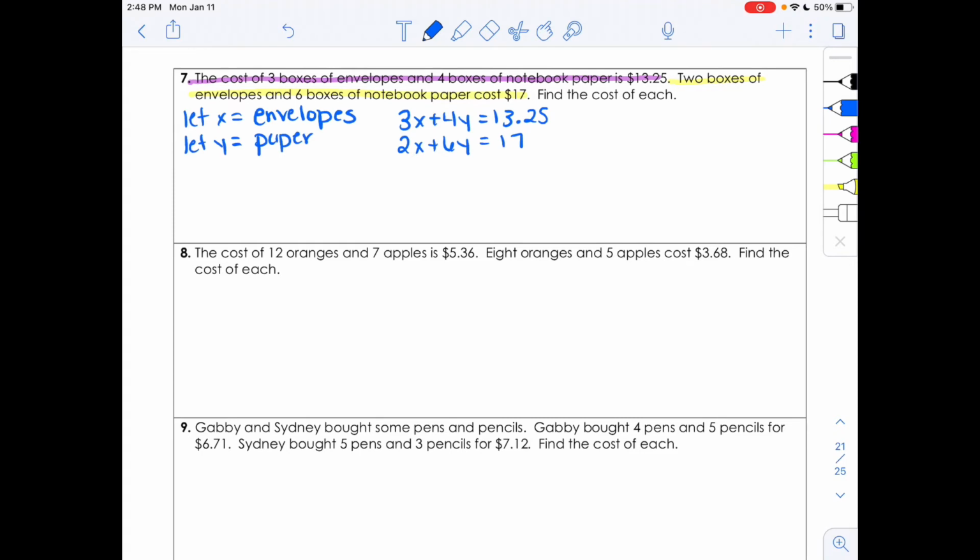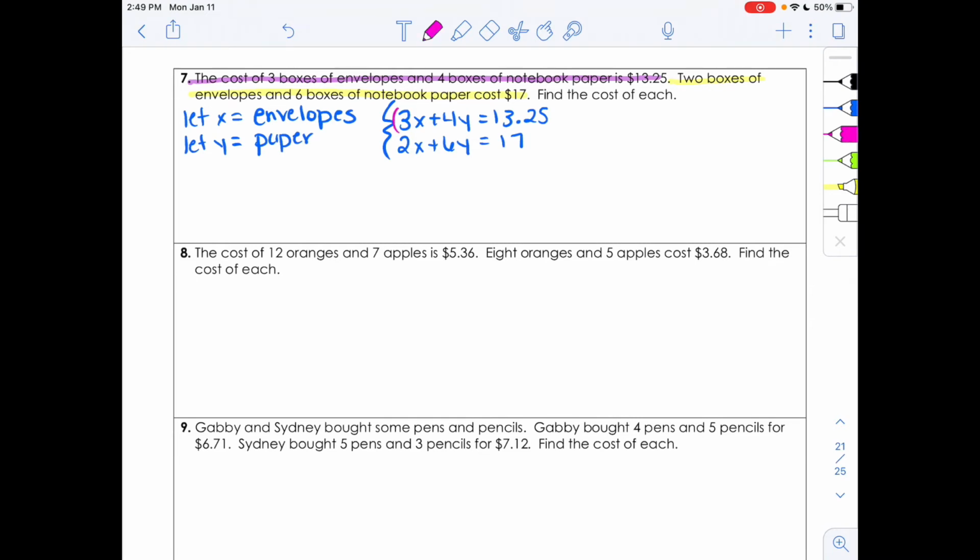From here, I have my system that I can use substitution, elimination, or graphing to solve it. I would prefer to use, again, elimination. If I didn't use elimination, since I have a calculator, I would probably use graphing. I wouldn't use substitution because it can get so messy with the decimals, and because I would have to rewrite one of my equations. So using elimination, I'm going to eliminate my x's.